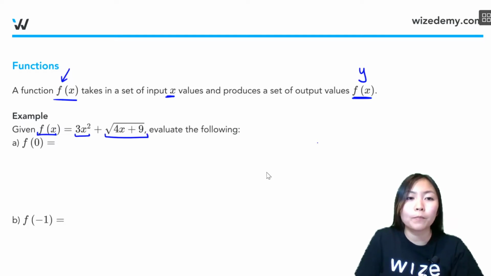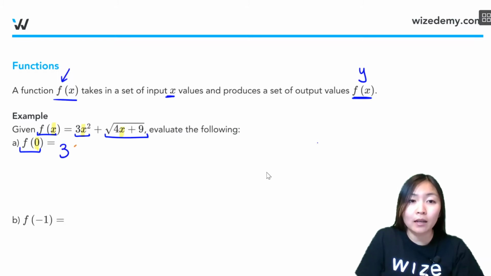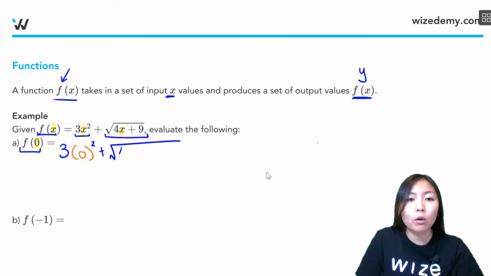So let's start with the first one. This guy's pronounced f of 0 or f at 0, meaning we are going to take any x that we see and replace it with a 0. So on the right hand side, we get 3x squared. Instead of x, I now have a 0. Plus the square root of 4 times x, which is now 0, plus 9. And then, of course, we want to simplify this as much as we can.